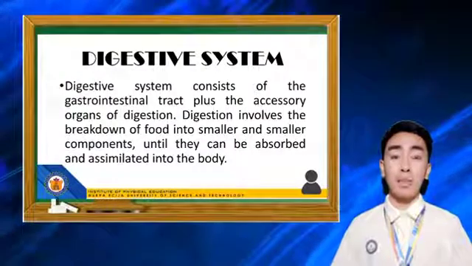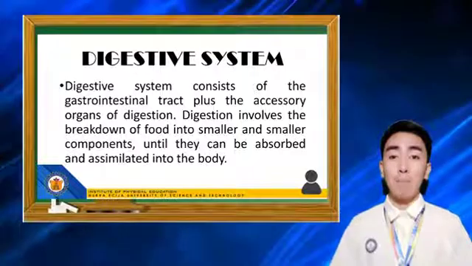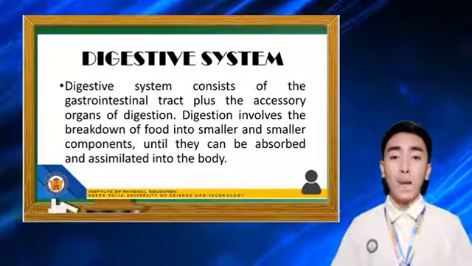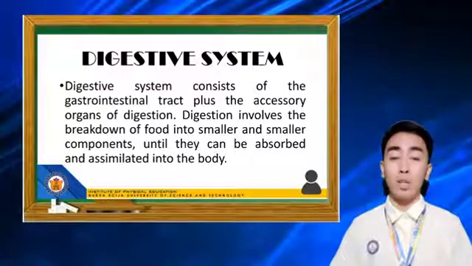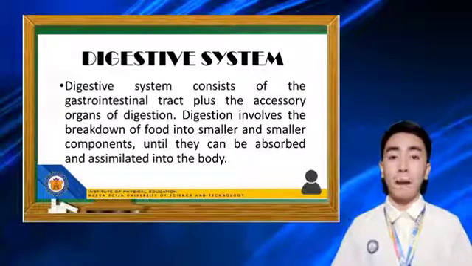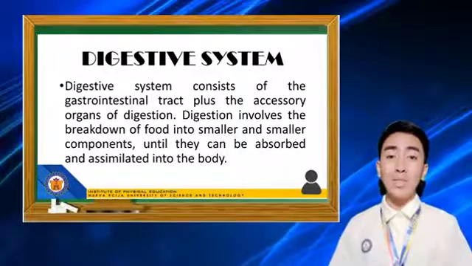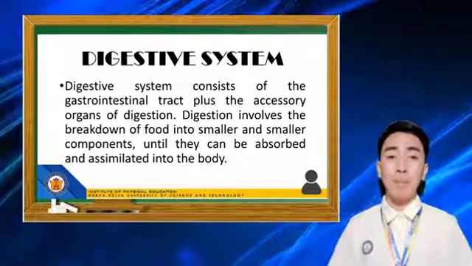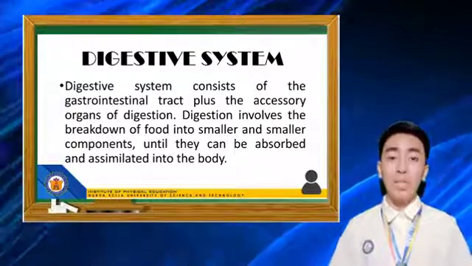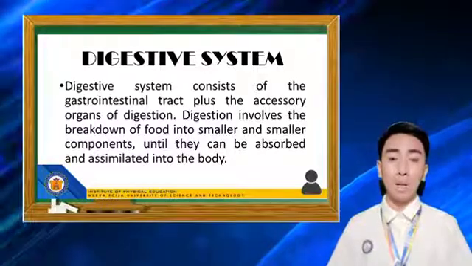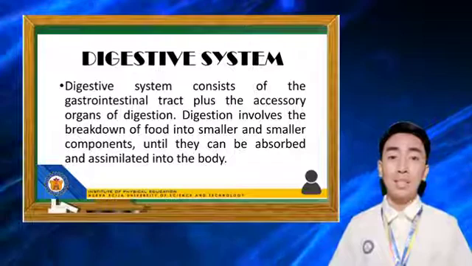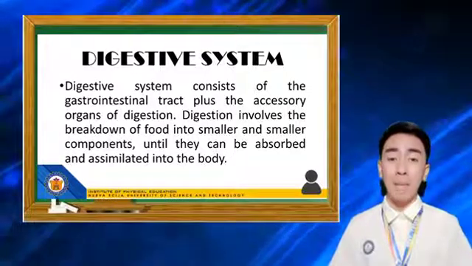Digestive system consists of the gastrointestinal tract plus the accessory organs of digestion. Digestion involves the breakdown of food into smaller and smaller components until they can be absorbed and assimilated into the body. So meaning to say, the digestive system is the complex process of turning the food you eat into nutrients, which the body uses for energy, growth, and cell repair needed to survive. The digestion process also involves creating waste to be eliminated.